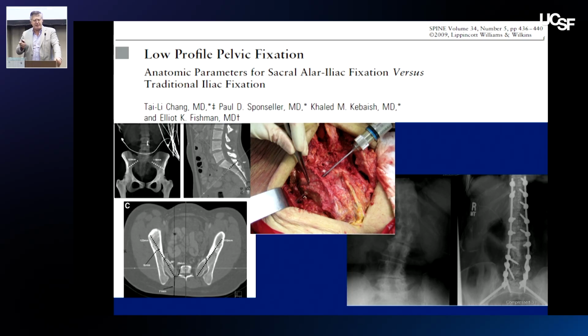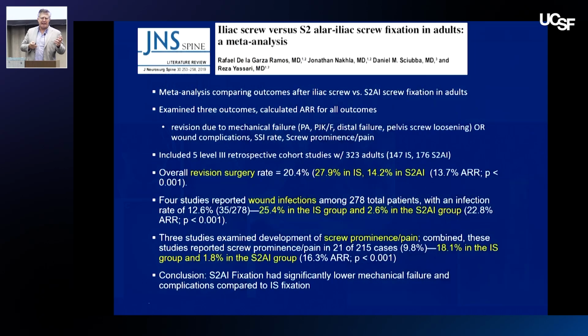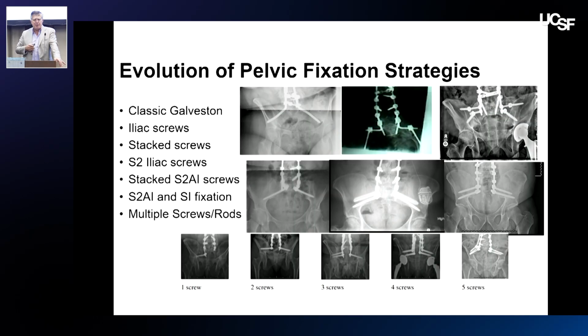This was really described by Sponseller and Kebaish and a group at Hopkins. And looking at this in a meta-analysis, there are some significant advantages of sacral-alar-iliac screws over traditional iliac screws, both in terms of infection rates, where 25% of the iliac screw group had infections compared to only 2.5% of the S2AI screws. Need for revision surgery due to screw prominence and overall revision rates were all better with the S2AI screws. That meta-analysis, I think, was pretty compelling.